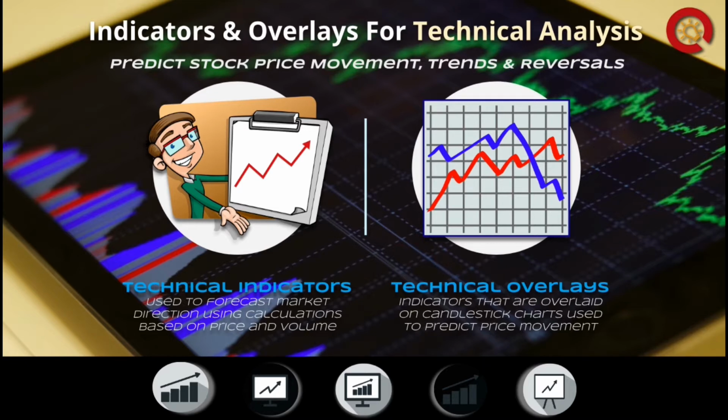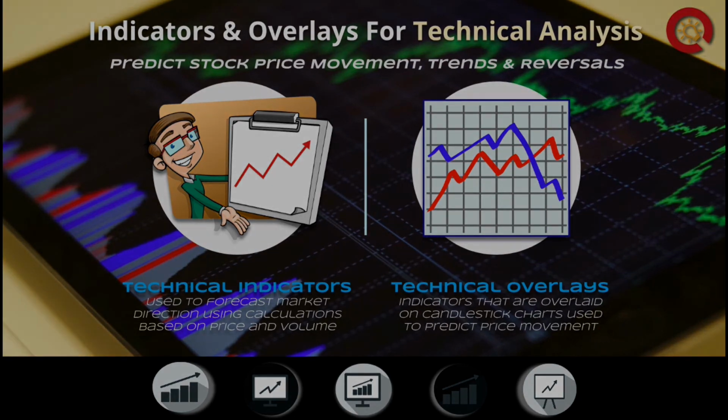In order to use the indicators and overlays that we'll be going over in the course, you'll need to have access to adequate charting tools, most importantly, an interactive candlestick chart. In the next lecture, we will take a look at my two favorite sites to analyze candlestick charts for technical analysis. I'll see you in the next video.